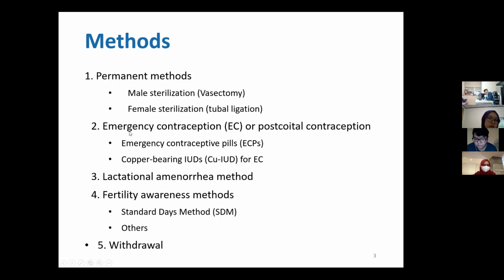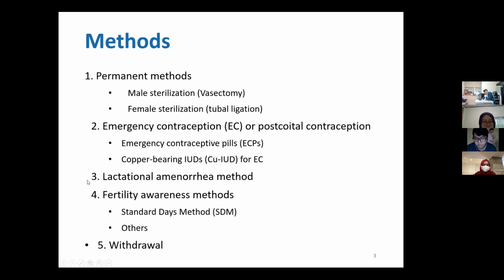Some is emergency contraception, so-called postcoital contraception. We have one night very happy, then we regret, or this is a danger period. So you can find an emergency contraceptive pill, so-called ECP. The other one is the copper-bearing IUD, inserted immediately.